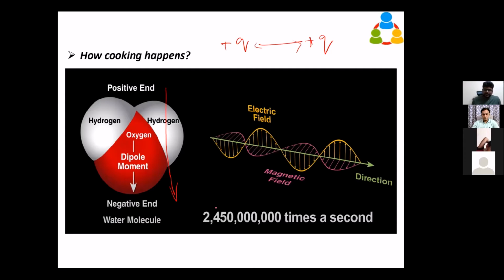In our microwave, we are sending microwaves at a frequency of 2.4 gigahertz. That means our electric and magnetic fields oscillate 2.4 billion times per second. So that many times the molecule will be rotated back and forth per second. Because of this rotation and vibration of the water molecules, the temperature will increase, because temperature is nothing but the vibration of molecules, the vibration of atoms.